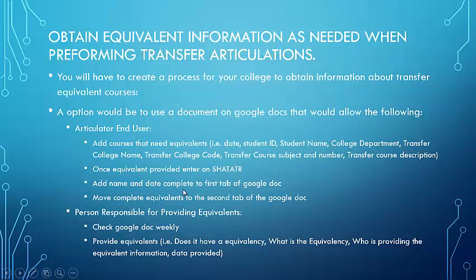And then they would add the name and date completed to the first tab on the Google Doc, and then move completed equivalents to the second tab of the Google Doc. The person or persons responsible for providing equivalences would check the Google Doc weekly, or you can have them do it daily, it's totally up to you, and they would provide the equivalent information.